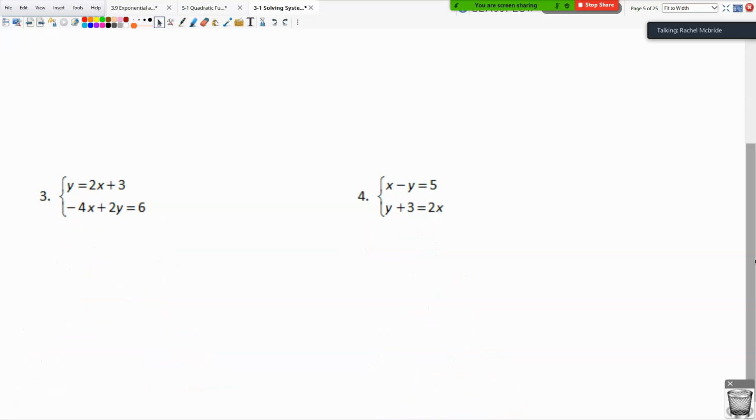Okay, your assignment is to complete the next page in that packet, classifying the lines both based on graphs and equations.